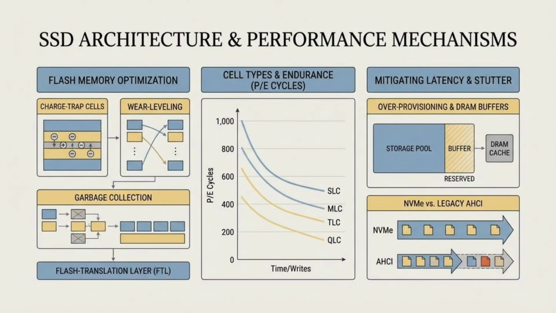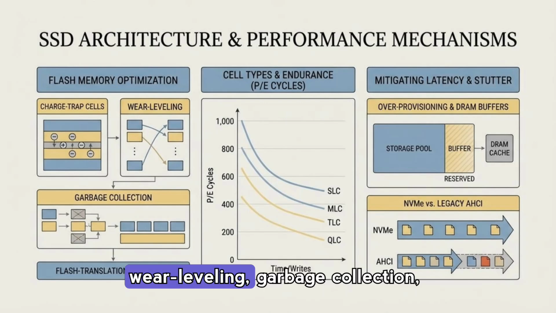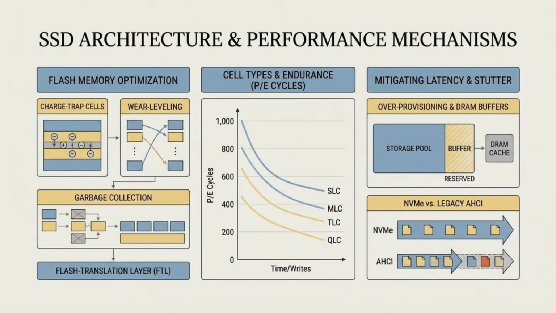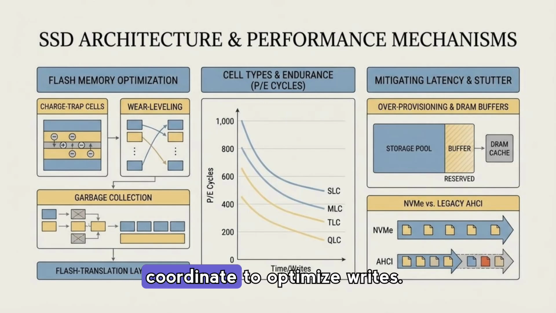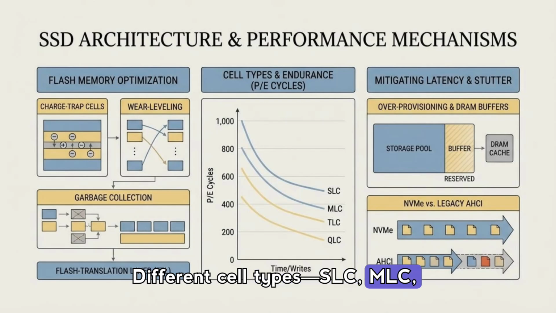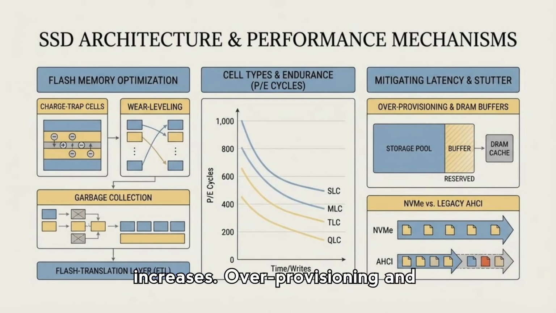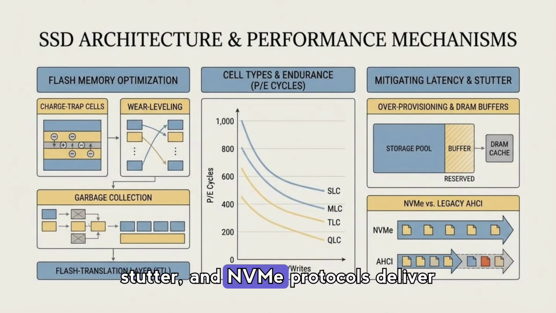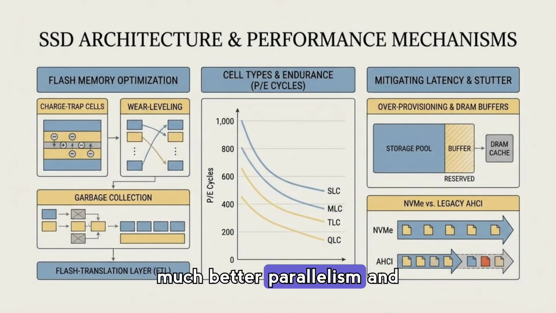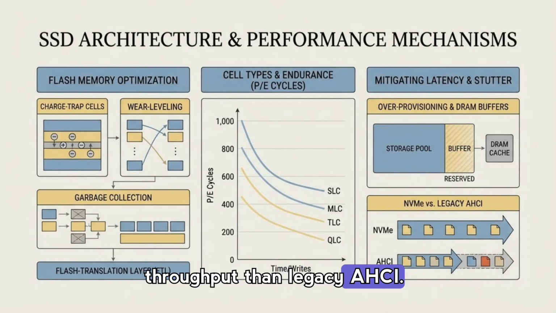Solid-state drives rely on flash management techniques to mask wear and maintain performance. Charge trap cells, wear leveling, garbage collection, and a flash translation layer coordinate to optimize writes. Different cell types, SLC, MLC, TLC, QLC, show declining endurance curves as density increases. Over-provisioning and DRAM buffers reduce latency and stutter, and NVMe protocols deliver much better parallelism and throughput than legacy AHCI.